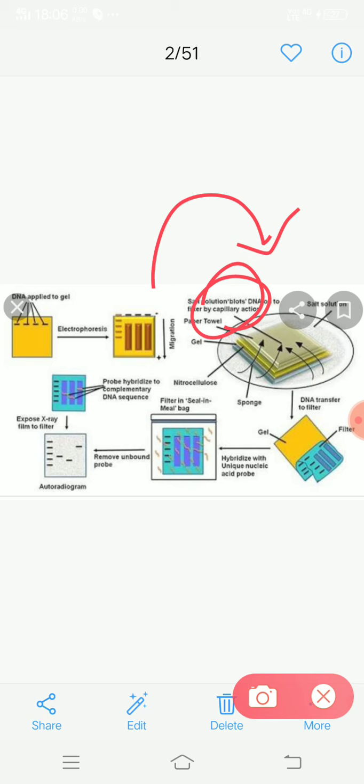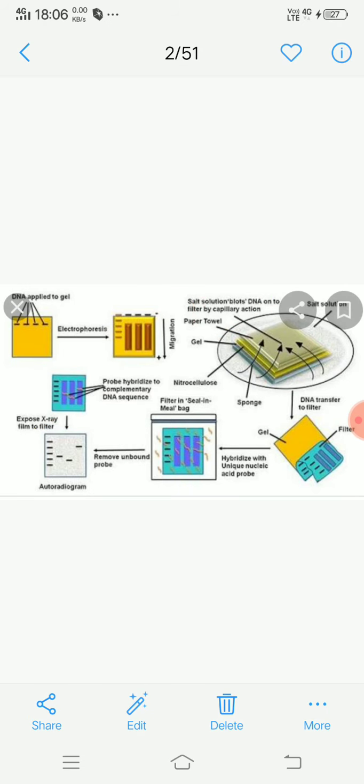You add the probe, which is complementary to your gene of interest, so it will go and bind over there. Then you do the autoradiography, and after autoradiography the autoradiogram is generated. You look at that autoradiogram, and these bands mean this is your gene of interest. So this is all about the blotting technique.